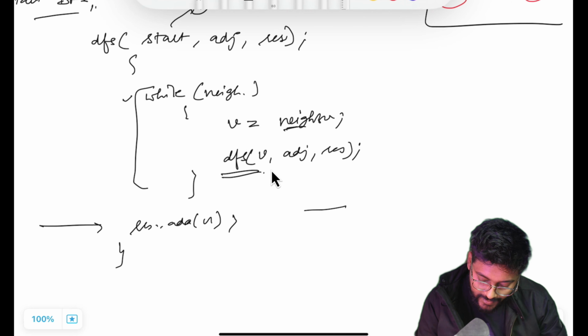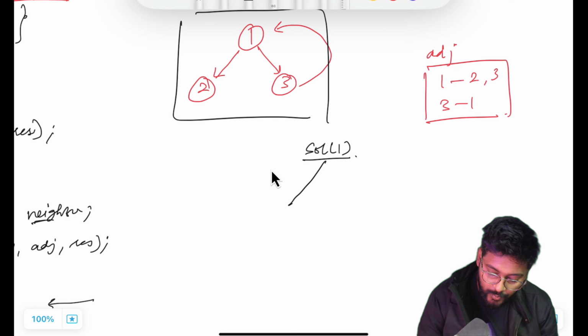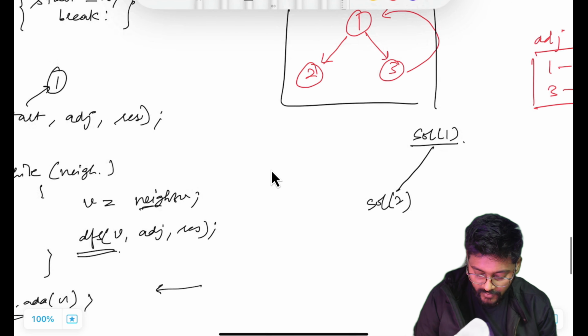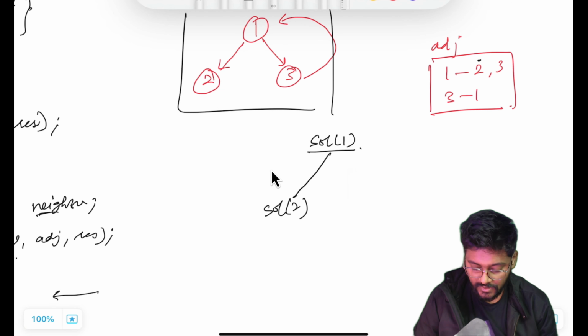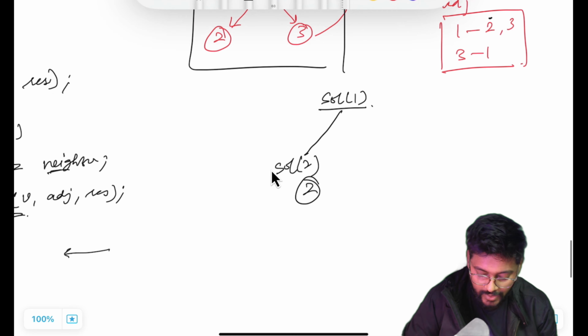If I dry run on the same example, we are definitely going to start from solution 1. Now I need to process all the neighbors of 1. 1 has a neighbor which is 2. I'm going to 2, so I call solution of 2. 2 does not have any neighbor, so the while loop will not run, and after that we add the current element. 2 is added, and I'm returning back to 1.